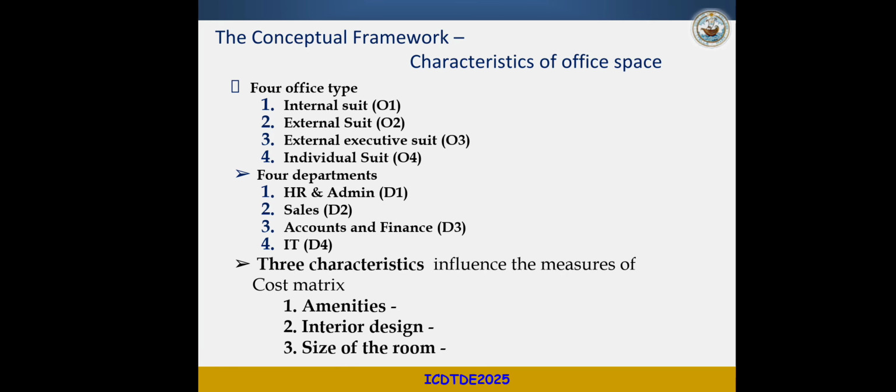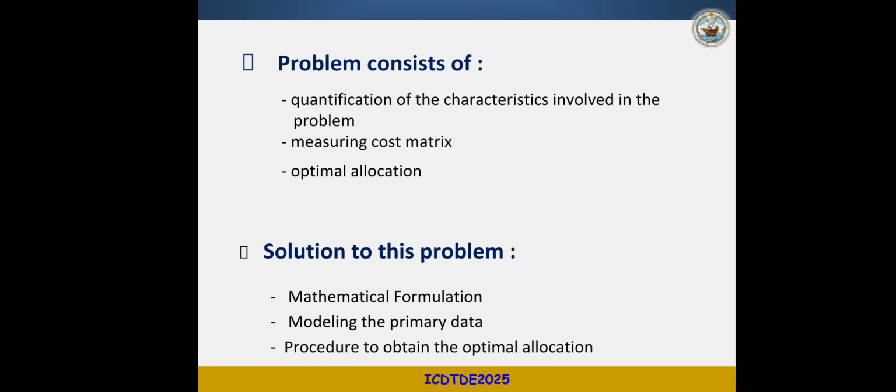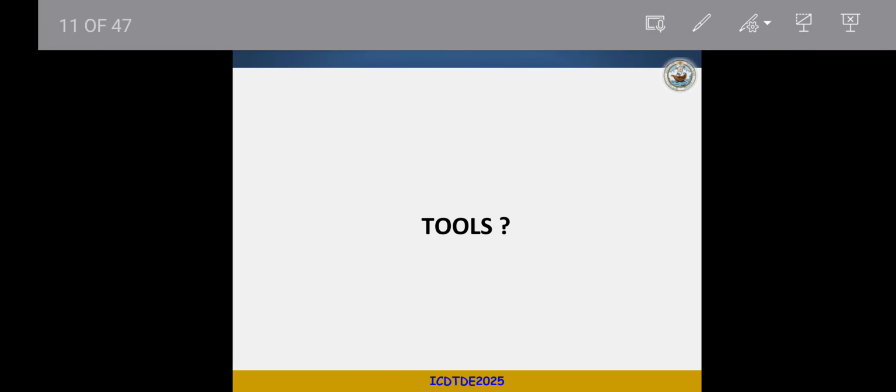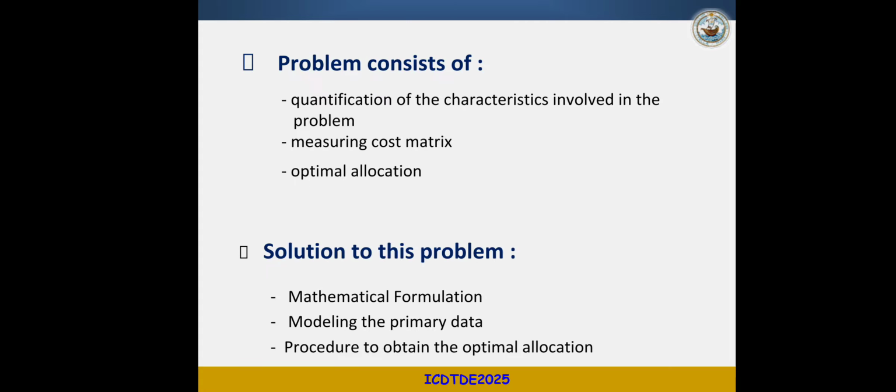So it has 4 office spaces and 4 departments, and the cost matrix related to the office space involves amenities, interior design, and size of the room. So we have to model it into an appropriate system. The problem actually consists of quantification of these characteristics, measuring the cost matrix, and the solution is obtained through the mathematical model, which has been applied to the primary data, and the appropriate optimal allocation is obtained.